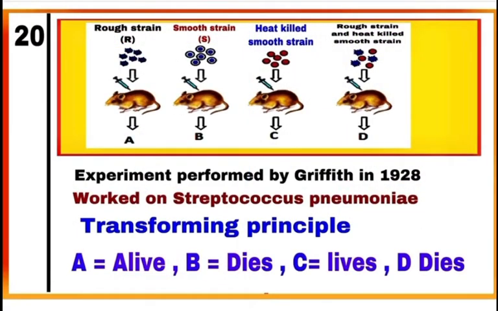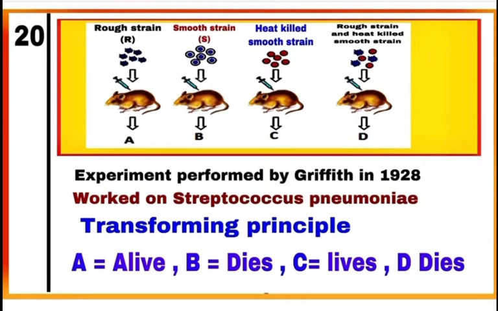20th diagram. The given picture is showing the experiment performed by Frederick Griffith in 1928. He worked on bacteria Streptococcus pneumoniae and witnessed a miraculous transformation in the bacteria. Now see the results of the experiment.